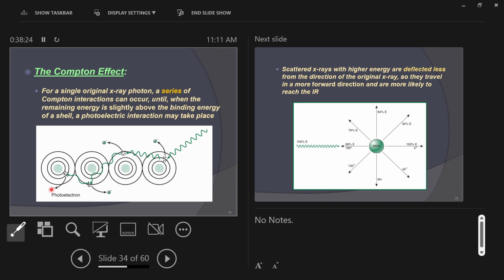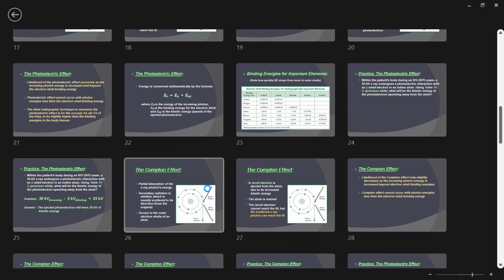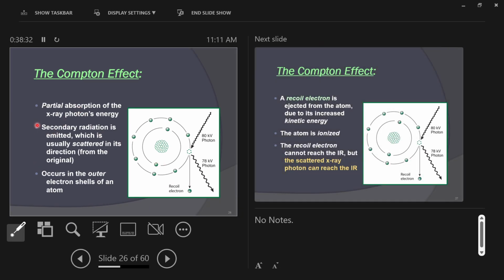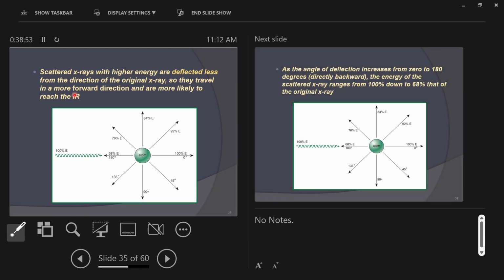Let's go back to this image. You might want to ask, we say the secondary radiation, this is a previous image, secondary radiation is emitted and scattered in a direction different from the original. So you might want to ask, how can we go about telling how much of a deflection there is? I can't give you an exact way to figure out how much deflection there is, but what I can tell you is scattered X-rays at higher energies are deflected less. At a lower energy, it is more likely to deflect at a greater angle.